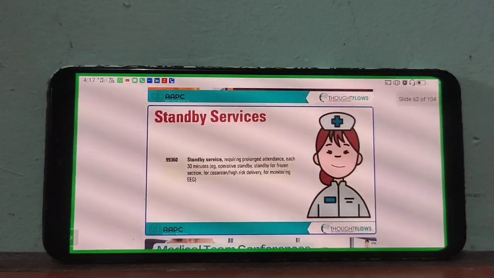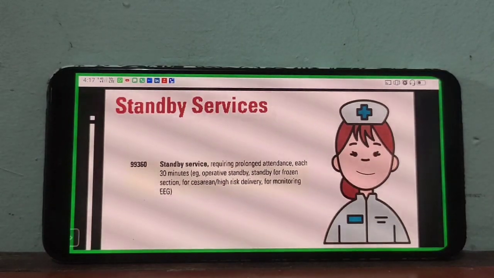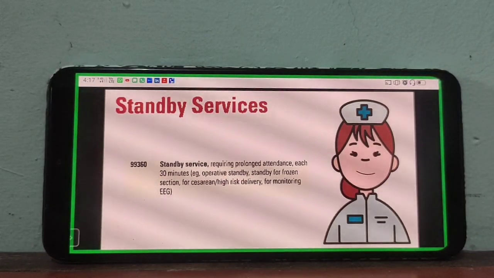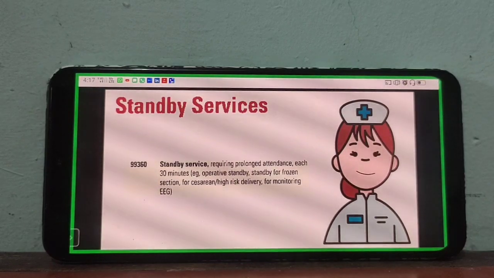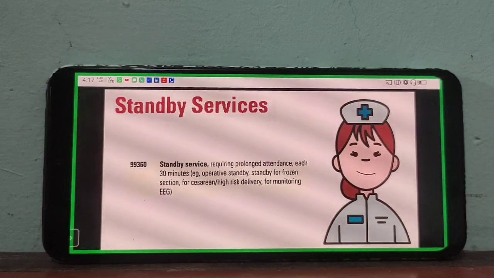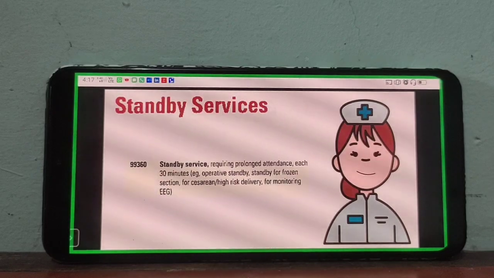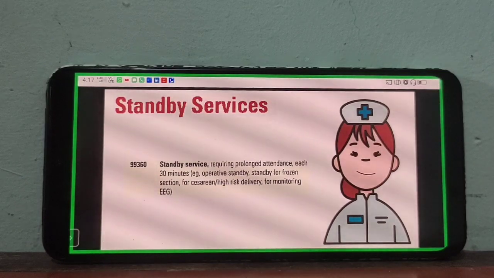99360 is for each 30 minutes. So suppose a doctor spends 2 hours extra, we should report 99360 times 4, because 2 hours means 4 units of 30 minutes. 99360 times 4. Okay.